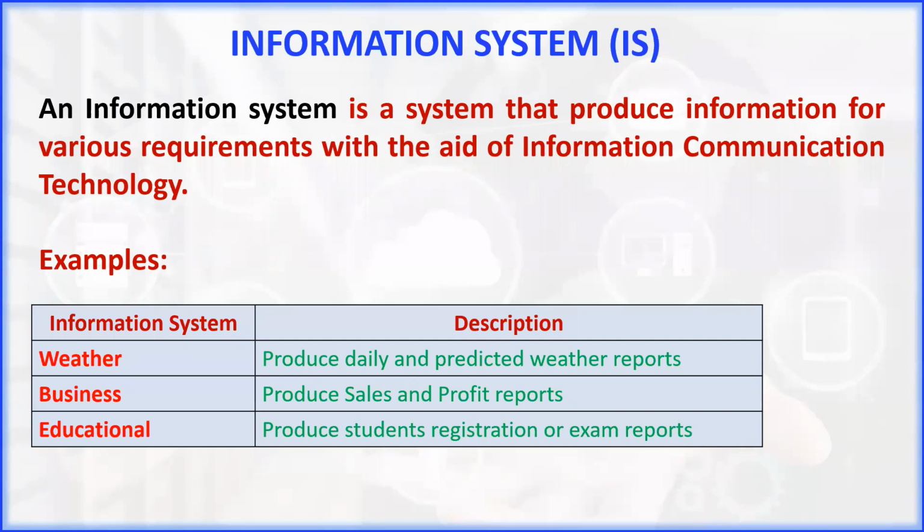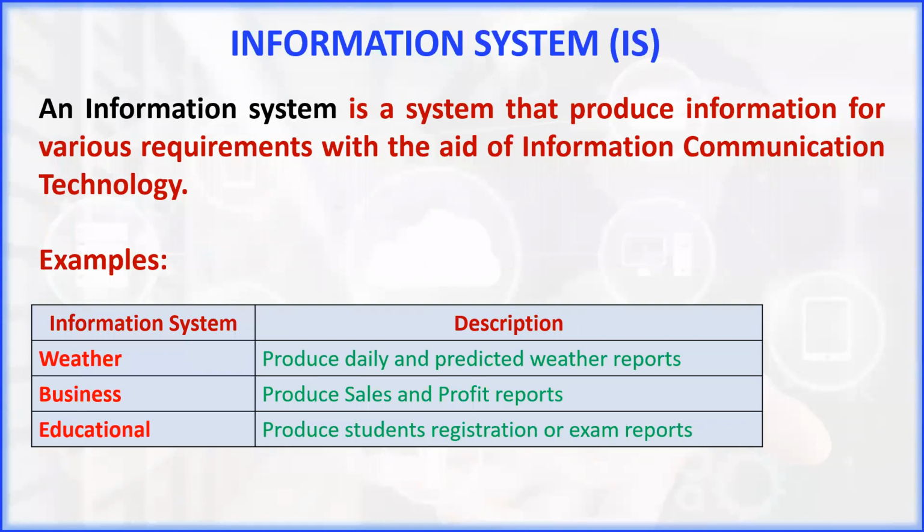Then another example, business information systems. A business information system is another type of information system that produces information required for various types of businesses. Number of sales completed per day, the profit generation, how much profit was generated for a particular sale or particular area. In that way, it produces information required for various business purposes. That is called a business information system.